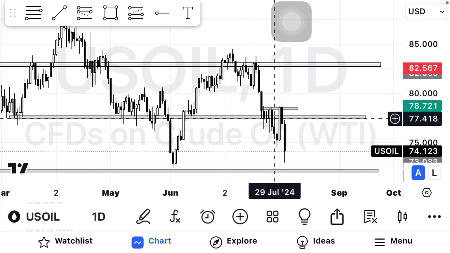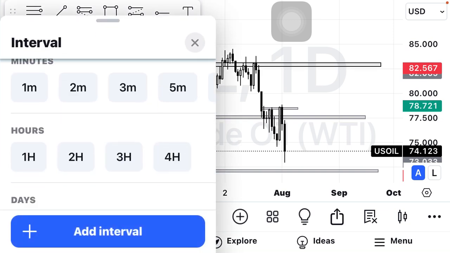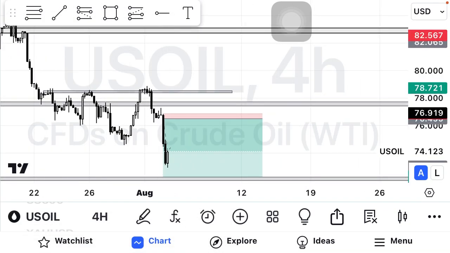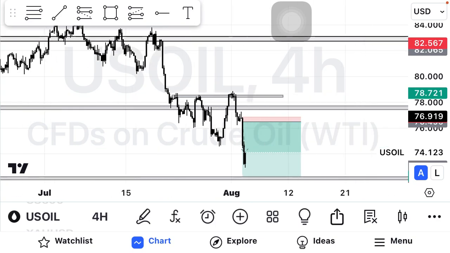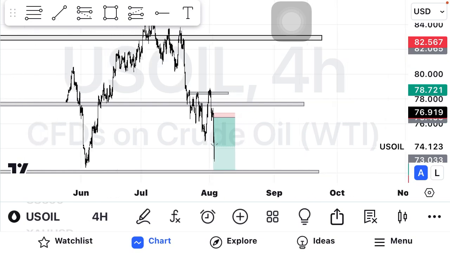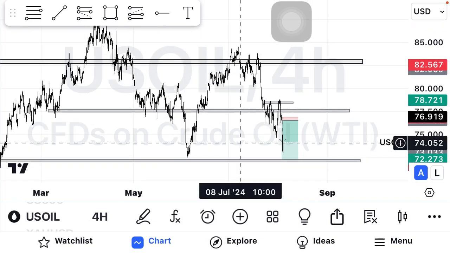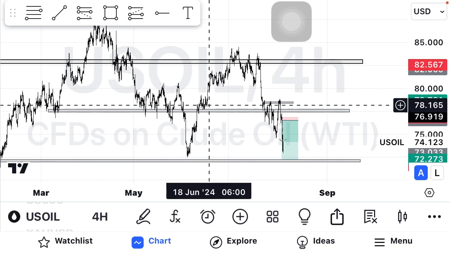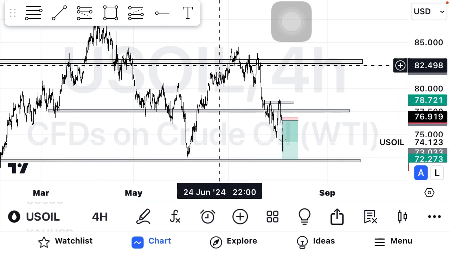I'm going to make a video in the future on how I mark my levels, the things I see, and how I check when price comes to those levels. So we went down to the 4H time frame, and we could see that price has broken the level in between. This is another level in between the daily zones.